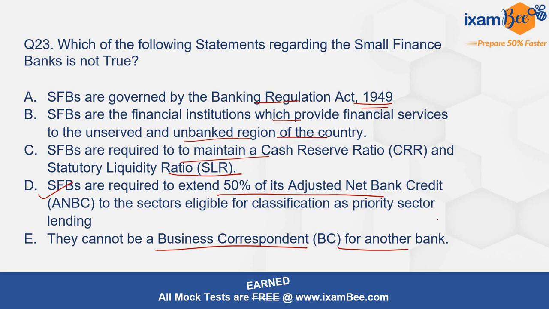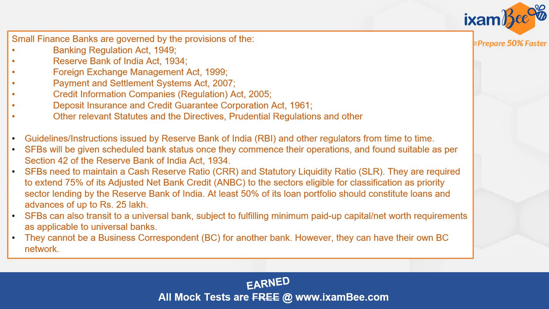They themselves are a bank. Why should they be a business correspondent? Here, I think this is the easier one. This is 75%. 50% of the loan portfolio should constitute loans and advances up to 25 lakh rupees, but overall 75% shall be their priority sector lending. You have to remember this because they are doing small ticket loans mainly in unserved areas.